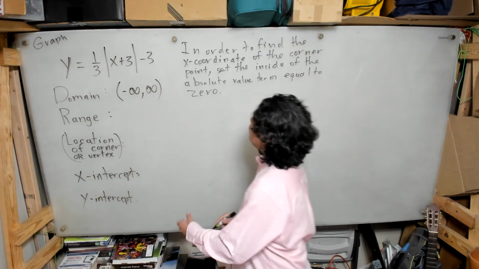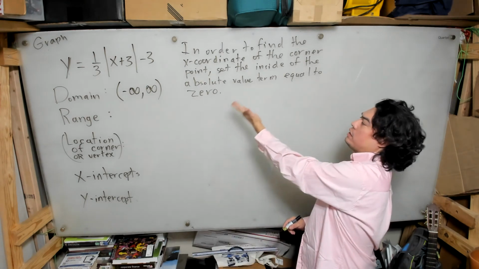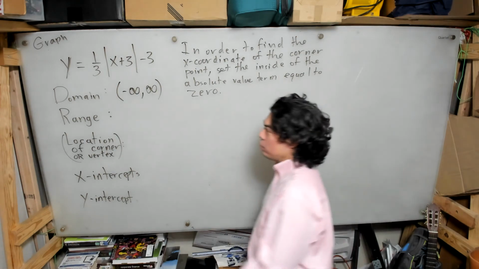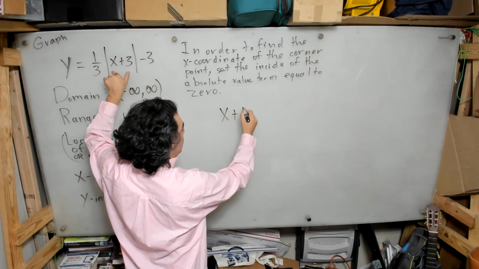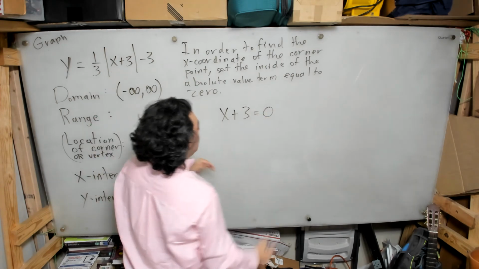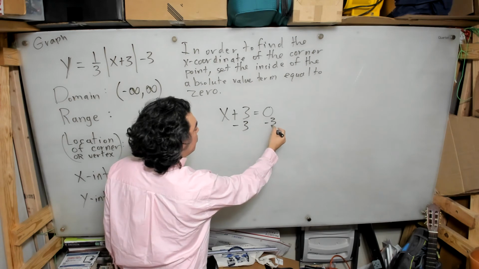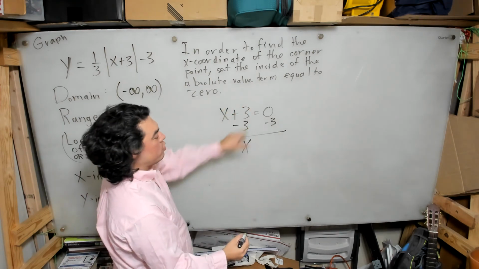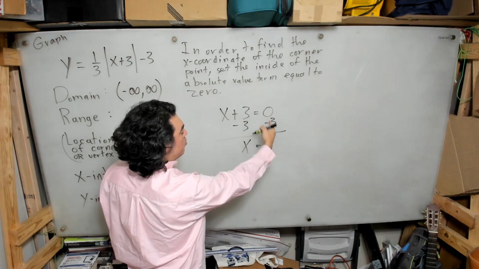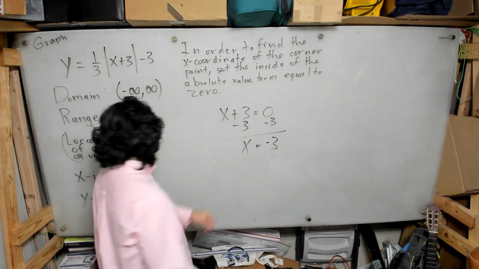So for example, here, in order to find the x coordinate of the corner point, set the inside of the absolute value term equal to 0. So here I'm going to set this equal to 0. Now I'm going to solve this for x. So minus 3, I get x, because the plus 3 and the minus 3 go away, equals, what's 0 minus 3? That's negative 3. So that's the x coordinate of my corner point.